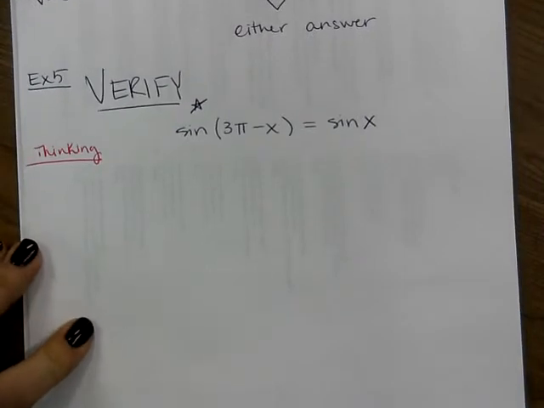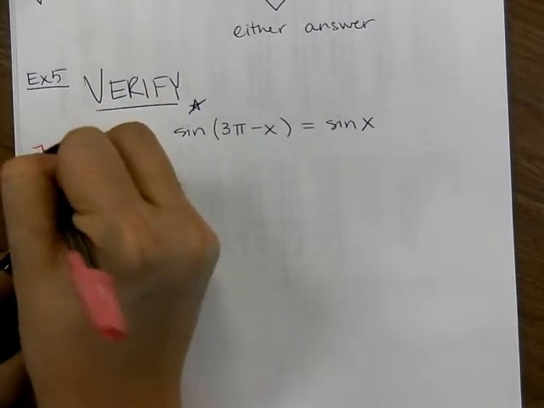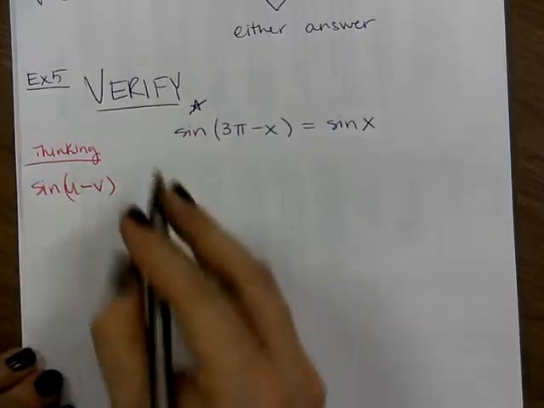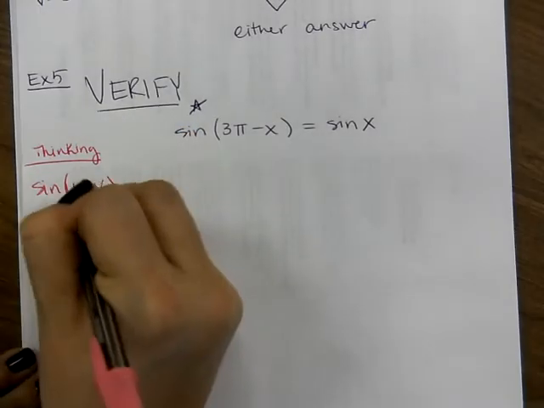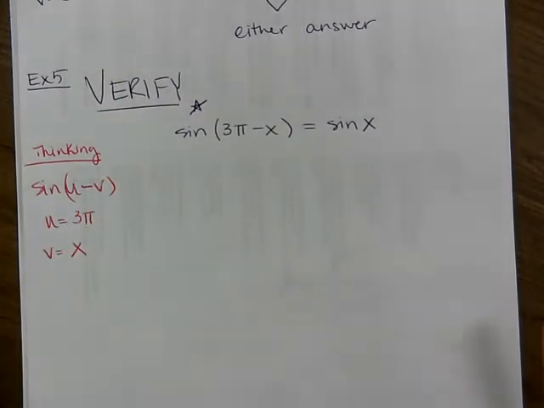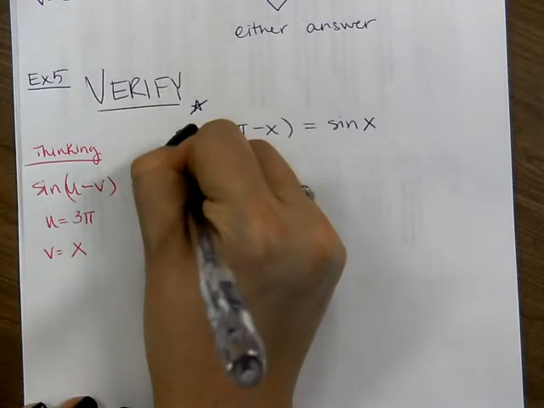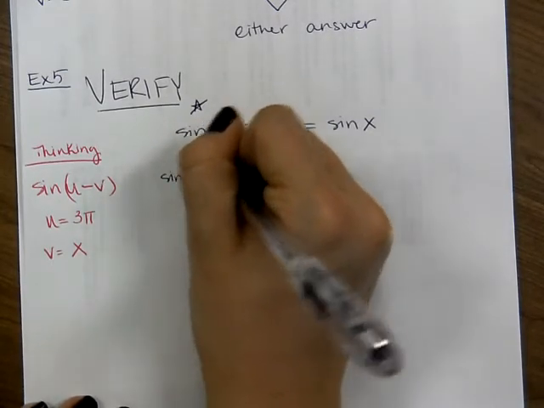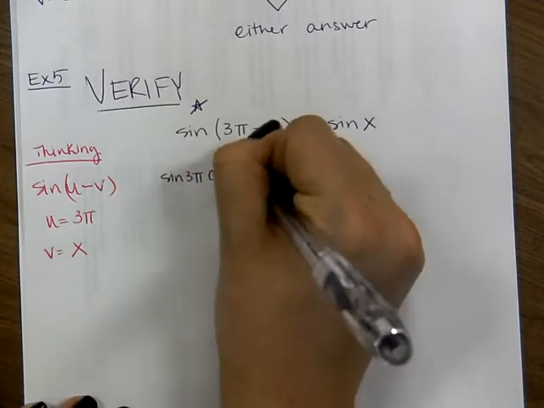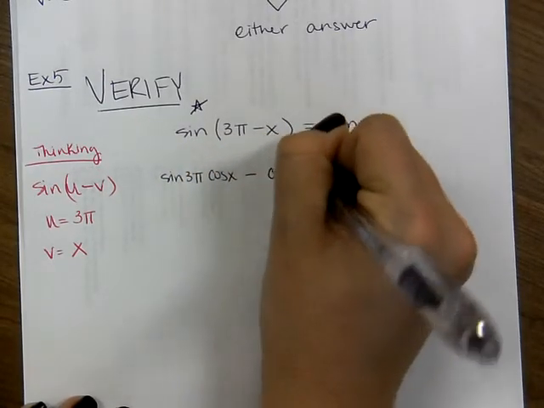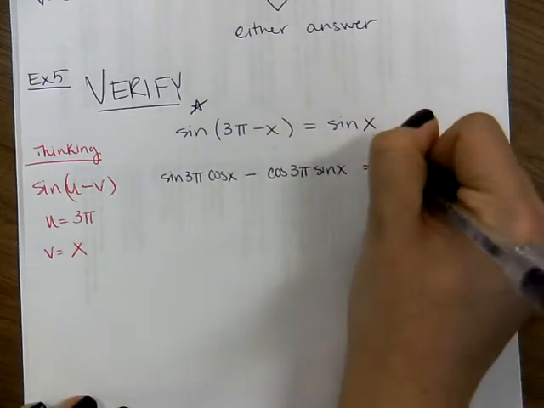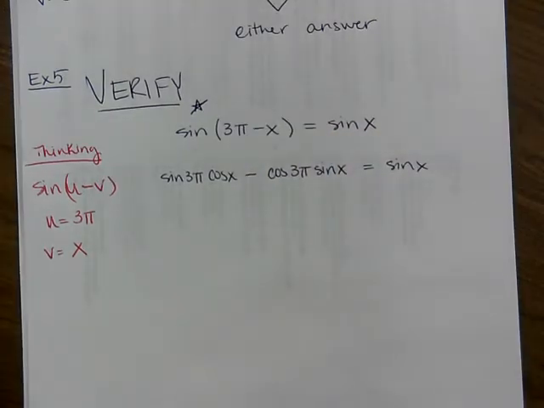Any thoughts? Yeah, so the sine of u minus v. Now in this case, what would u be? 3 pi, and what would v be? x. Okay? So that means we're going to plug into this formula. The sine of u minus v is the sine of u, so I have the sine of 3 pi times the cosine of v, which is the cosine of x, minus the cosine of u times the sine of v. Okay. All right, well, that doesn't look like it got any easier.